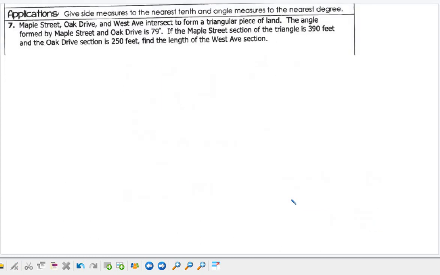So let's go ahead and look at a word problem. The only thing about word problems is just reading it to make sure that you can set up the triangle, because once you have your diagram, it's just like the rest of the problems. So you have Maple Street, Oak Drive, and West Avenue intersect to form a triangular piece of land. Okay, so I'm going to call this Maple, Oak, and West.